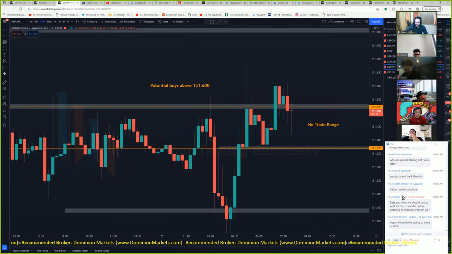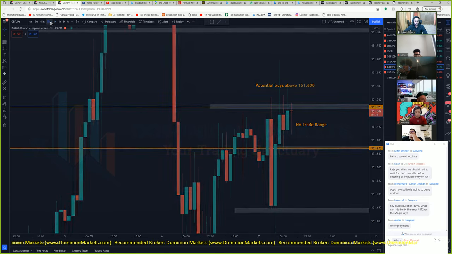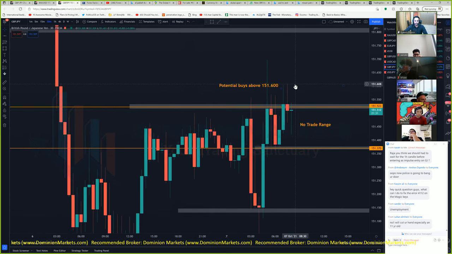You think we should wait for the 1-hour candle before entering as an impulse? Yeah, I would say a break above 151,600 would be better. There's a lot of rejections here now, right? So above this would be much better.